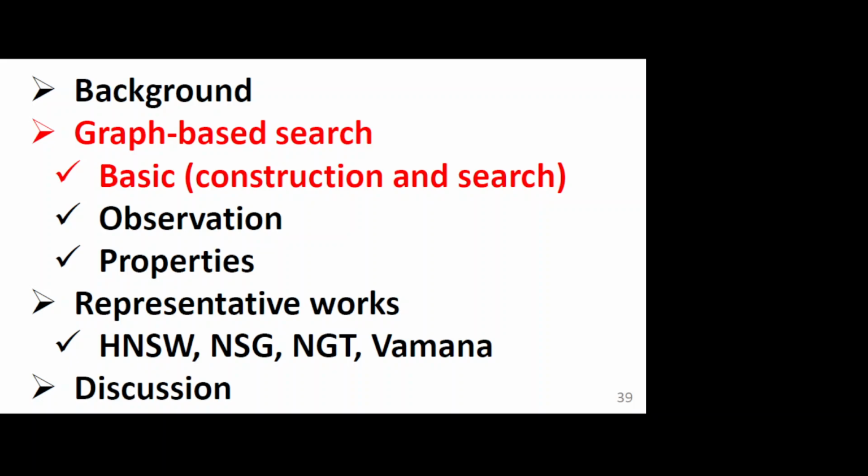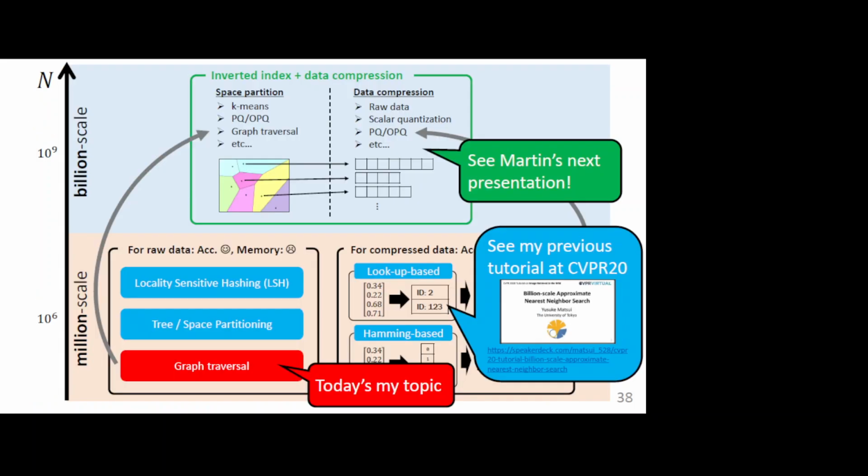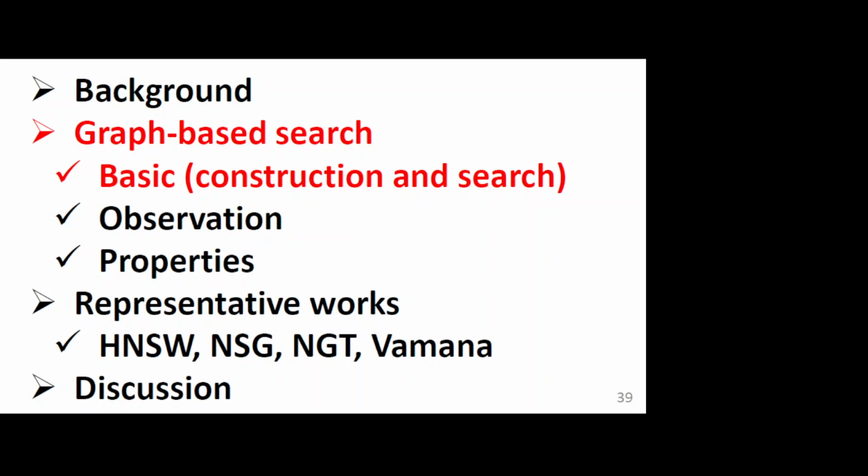So next we will consider the graph-based search. You see there are 3 main categories of index structure, and the current state of the art is graph-based search. It can achieve the highest accuracy and is very fast, but its memory consumption is also very high. Let me show you the detail.